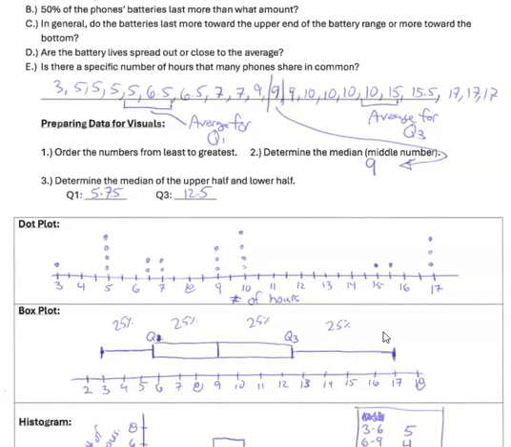Not only that, but I asked the students, is the bottom 50% of the battery life or the top 50% more spread out? And you can see that the top 50% goes from 9 all the way up to 17. That's a pretty big range, where the other one went from 3 to 9, which is only 6. So it's a difference of 6 versus 8. So the other values on the top 50% are going to be more spread out.